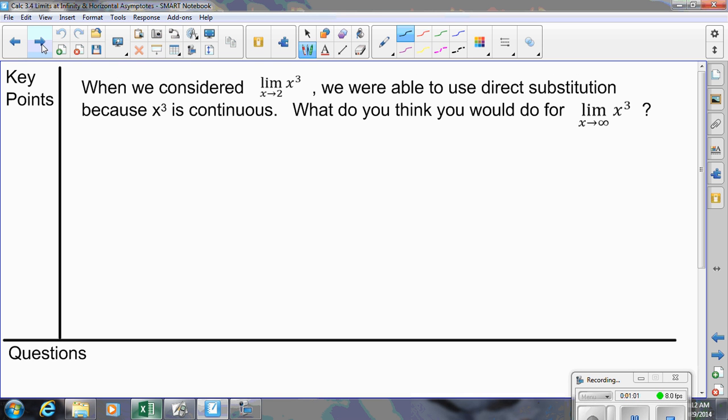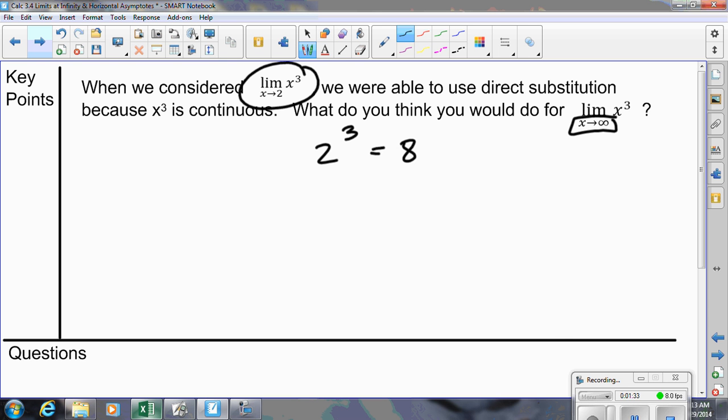So starting off, before when we were looking at limits, we always did limits like x approaches 2, where it was approaching some finite number. And we were able to do just direct substitution then, saying for this limit, because it's continuous, 2 cubed would say it's going to close in on 8. How is it different to say approach infinity?